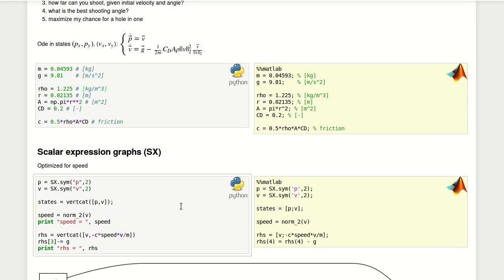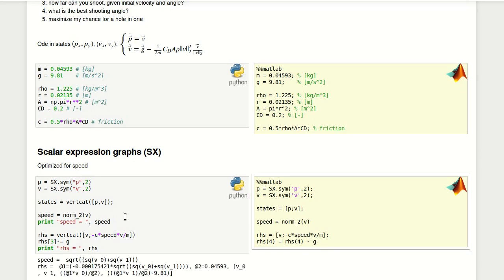If we want to collect all states together, we can just concatenate these vectors vertically. In Python you have the vertcat command for this. In MATLAB the syntax is a little bit easier even. Now on these matrix expressions you can do all kinds of operations. For example, calculating the norm, the 2 norm.